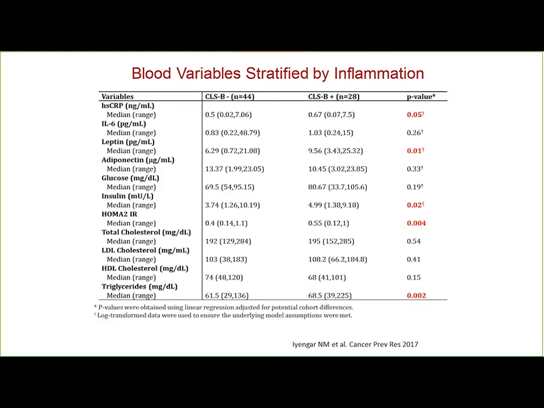So take a look here. There are 28 of the 72 who were CLS-B positive, and we found elevations in C-reactive protein. There was a 50% increase in leptin levels, consistent with the enlarged adipocytes, which I already showed you. Triglycerides were elevated, and there was an increase in fasting insulin levels and in HOMA2-IR, suggesting that they were relatively insulin resistant compared to the normal BMI uninflamed.